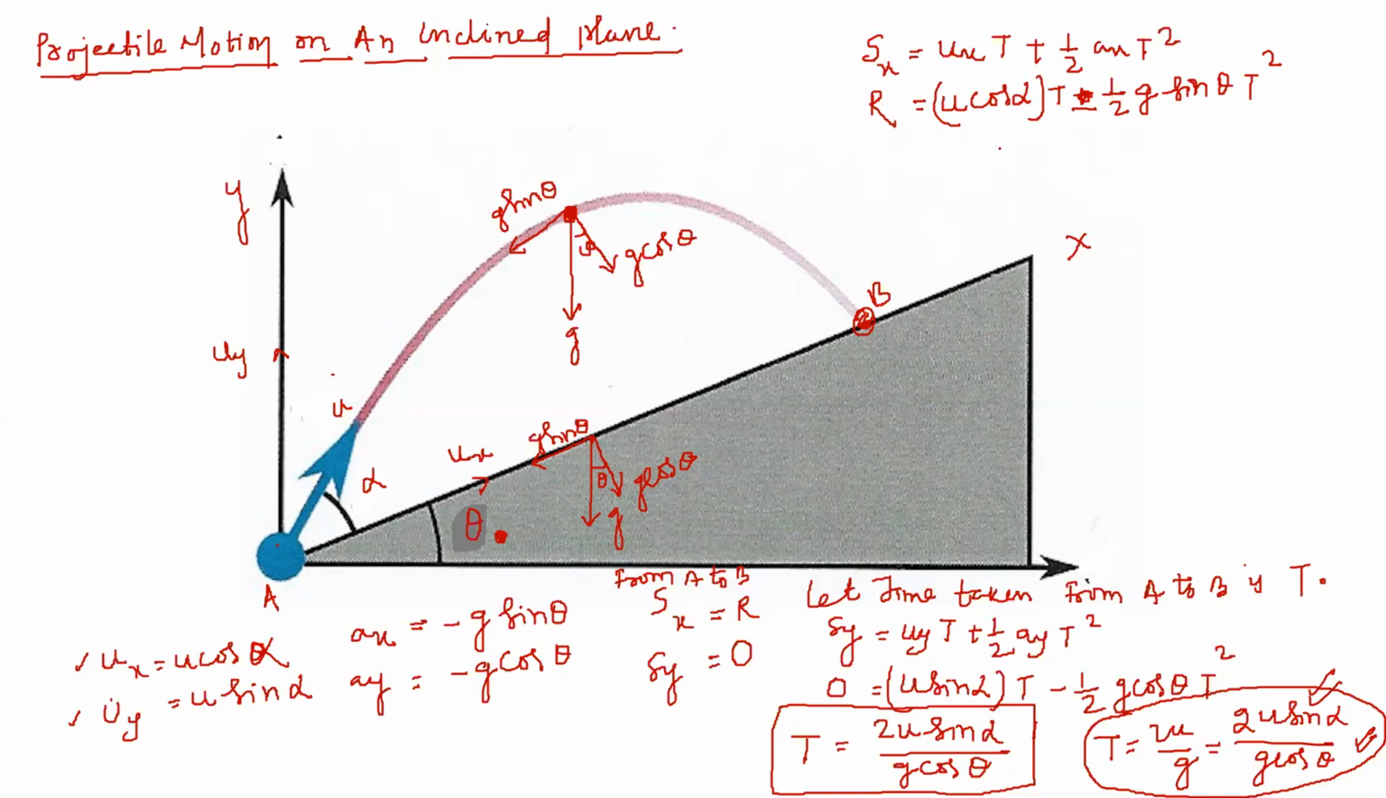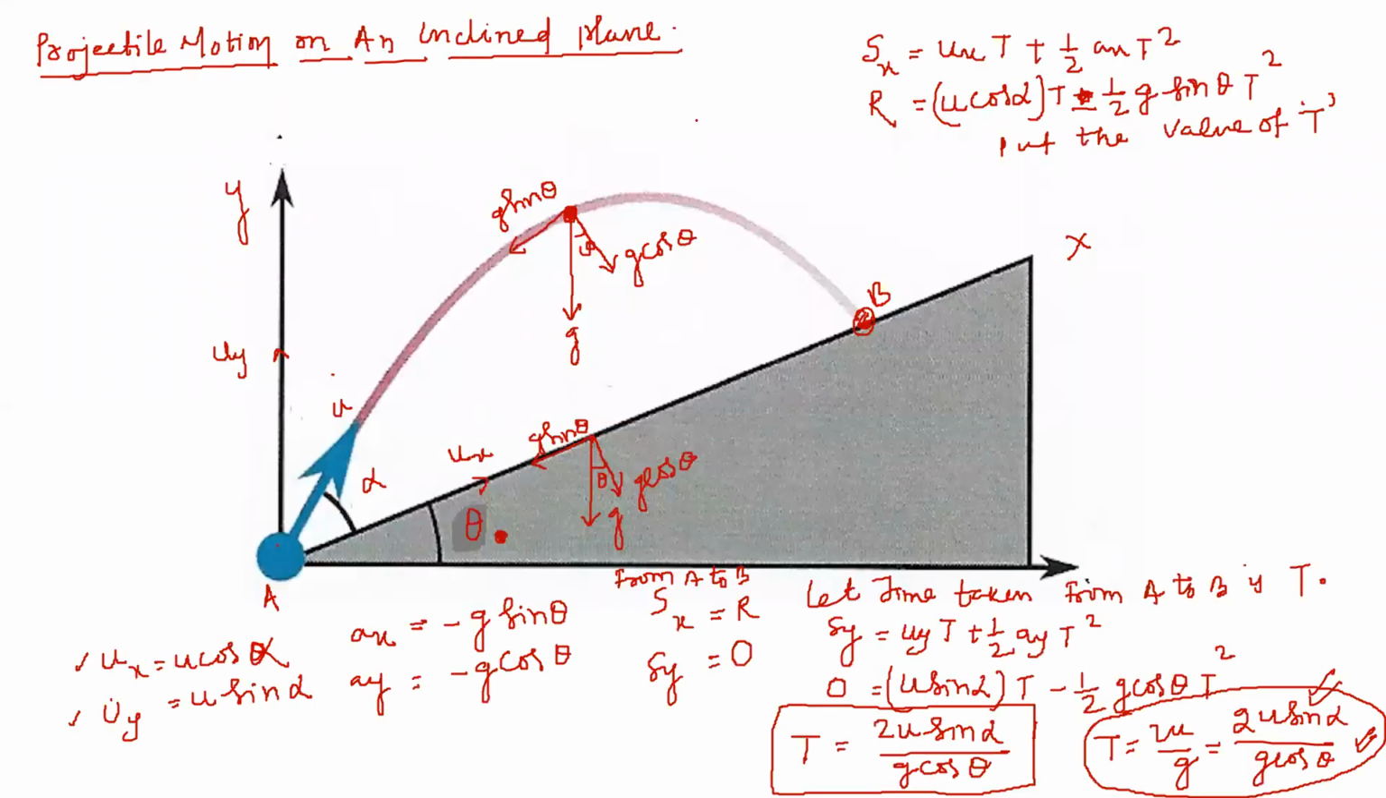Then we'll put the value of T that we just found out, rewrite, and then solve. Okay, students, I am going to the next slide. See here, by putting the value of T, we can write R is equal to U cos alpha into 2U sin alpha divided by G cos theta.